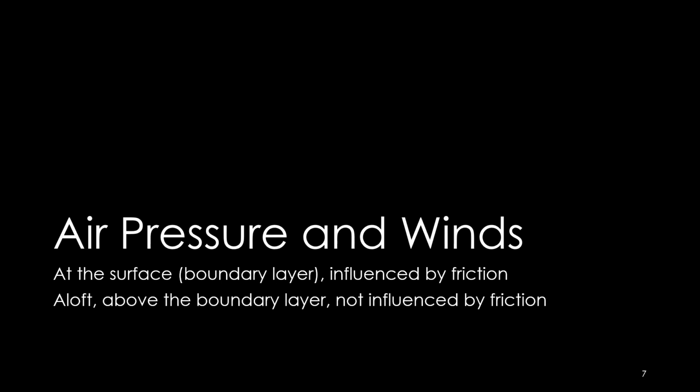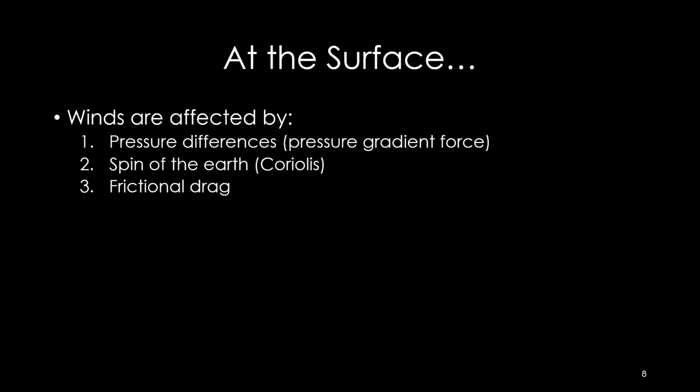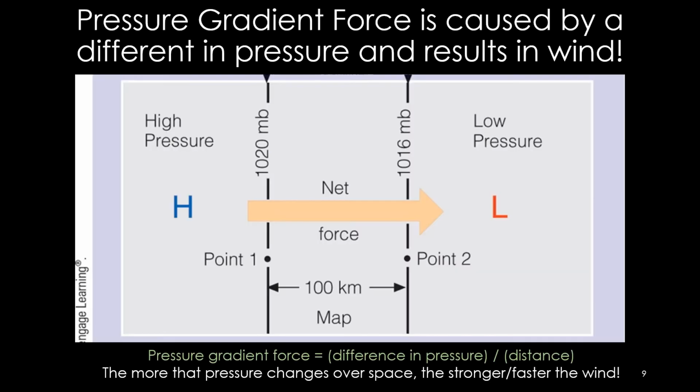So we're going to move into how air pressure affects winds. At the surface, so we're talking just the Earth's surface, winds are affected by three things. The first thing is pressure differences, or what we'll call the pressure gradient force. The second is the spin of the Earth, or Coriolis force. And third, the frictional drag of the wind against the Earth's surface. Let's start with pressure gradient force.